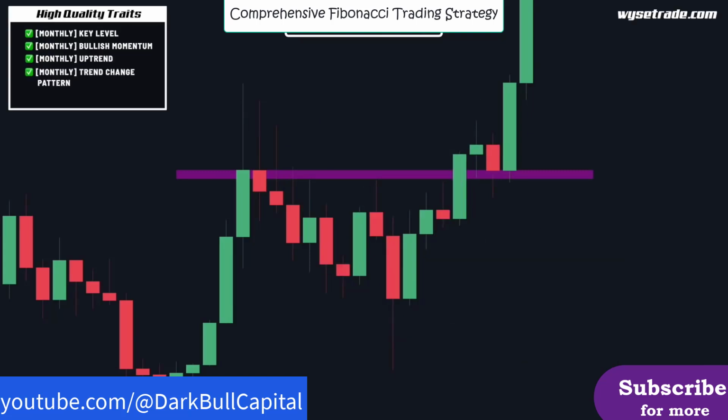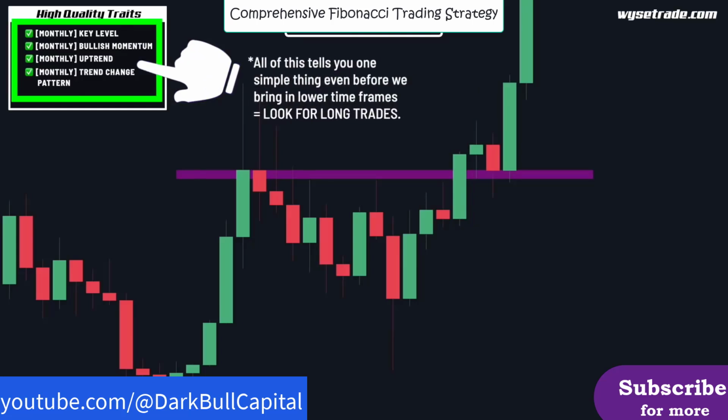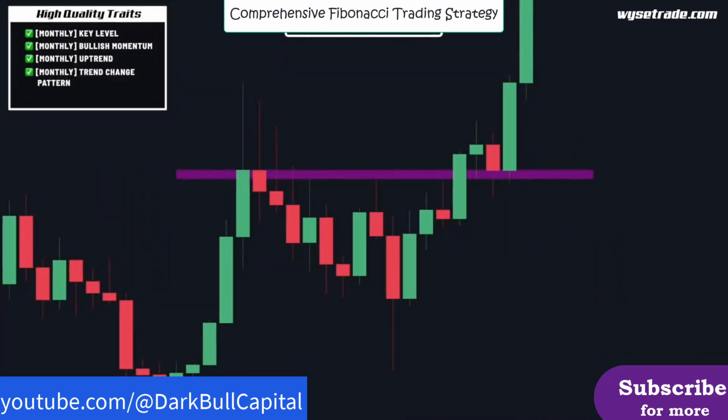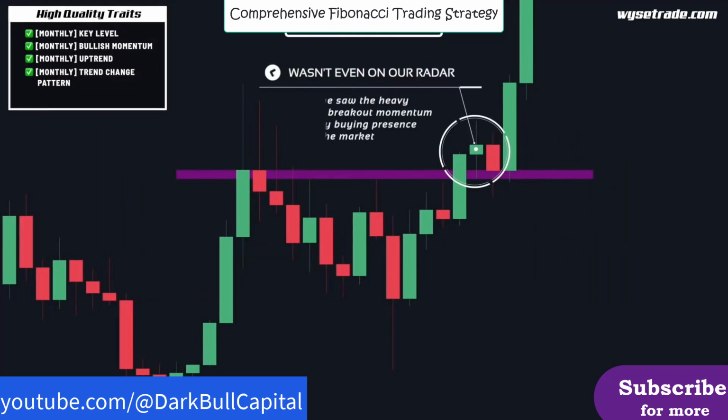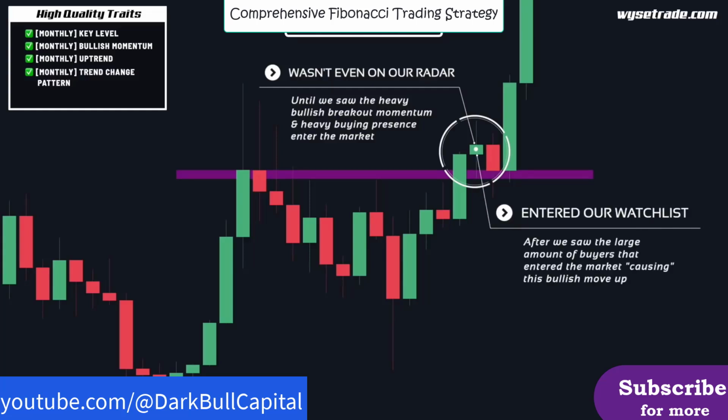Even before we go down in time frames, everything we just covered tells you one simple thing: look for long trades. This wasn't even on our radar until we saw the breakout momentum and heavy bullish presence that entered the market, which is then when it entered our watch list.